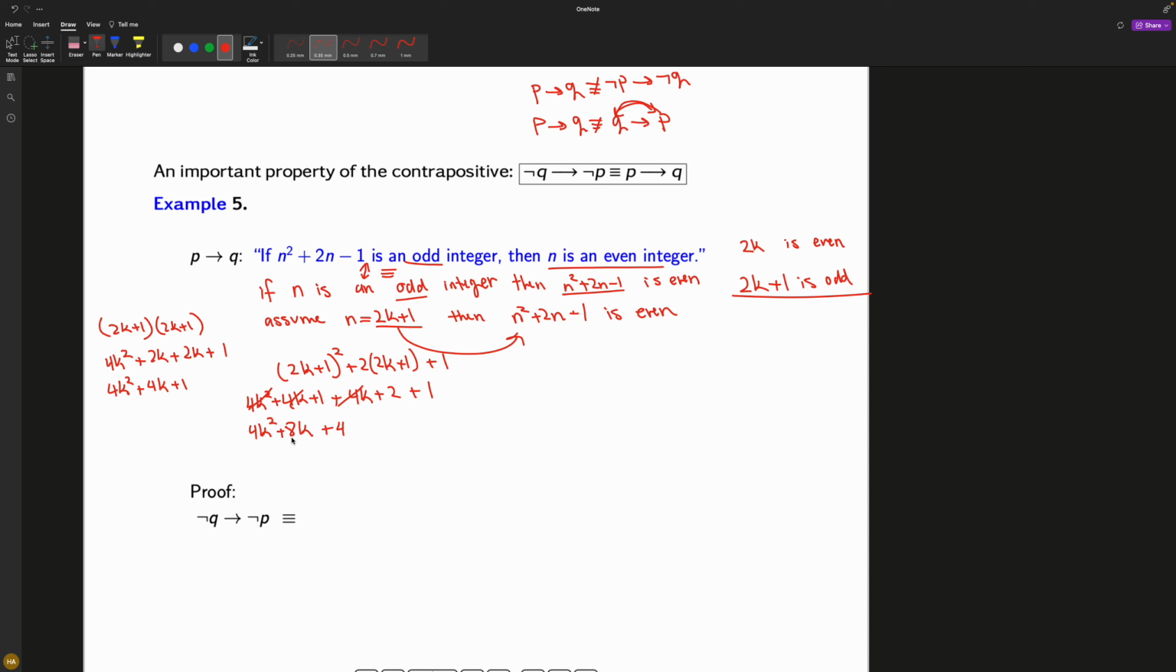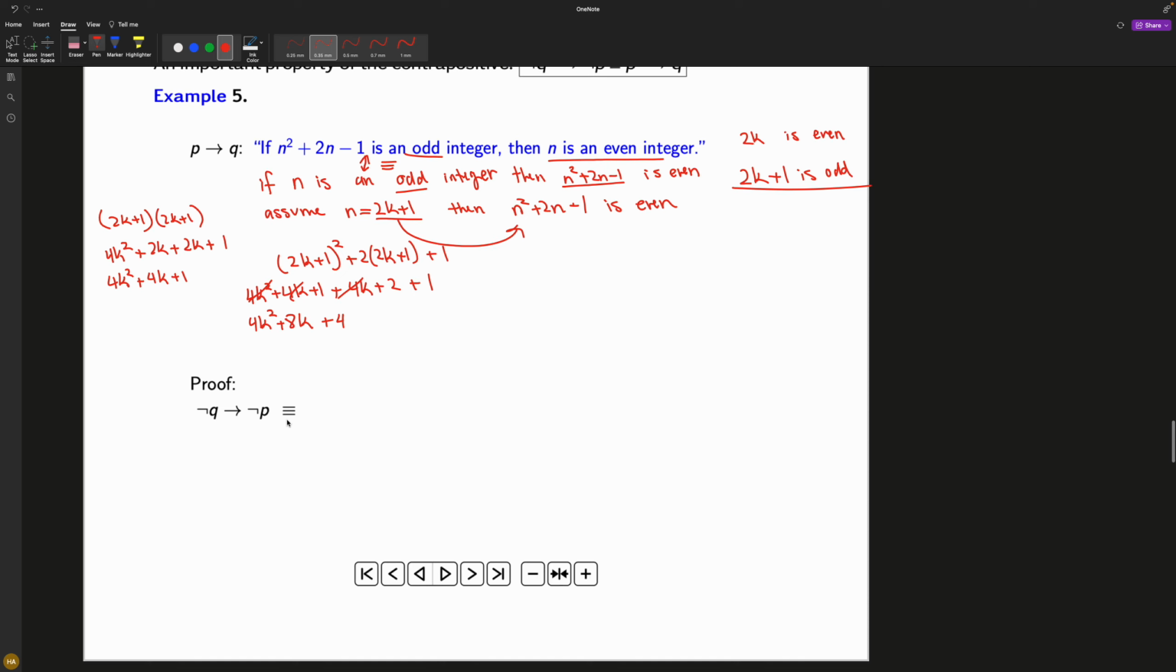Like, how would you know if this is odd or even? The easiest thing you can do, remember what we said, anything times 2 is even. Can we make this times 2? What if I just pull out a 2? So divide this by 2, divide this by 2, divide this by 2. I'm going to pull out a 2. So what will happen is, pull out a 2, this becomes 2k squared, plus this will become 4k plus 2.